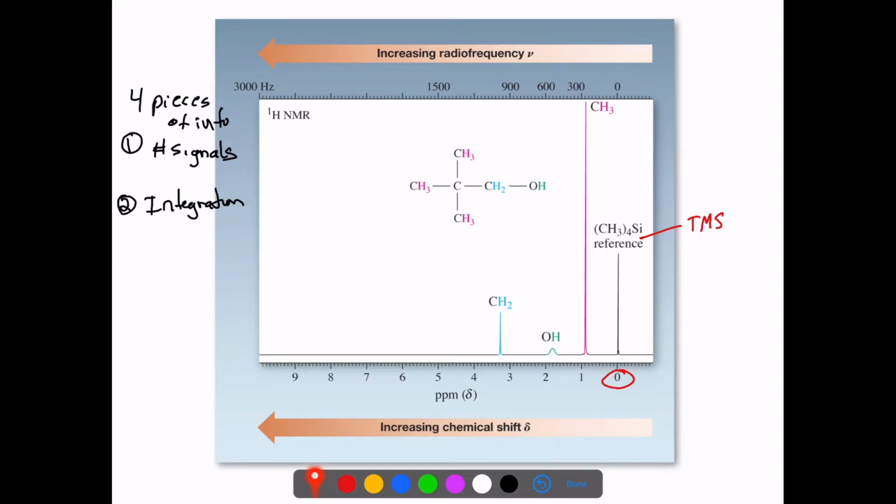Alright, and the integration simply tells us how many hydrogens, in this case 2, and 1, and 3, are under these peaks, under the area of those peaks. So that's important because we can get the number of hydrogens that are present. We can also get the chemical shift.